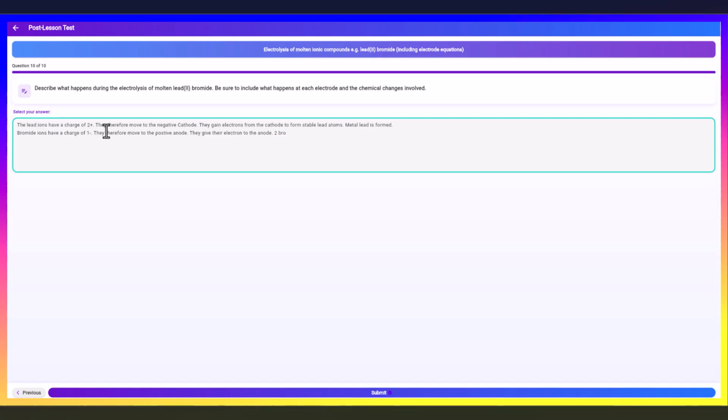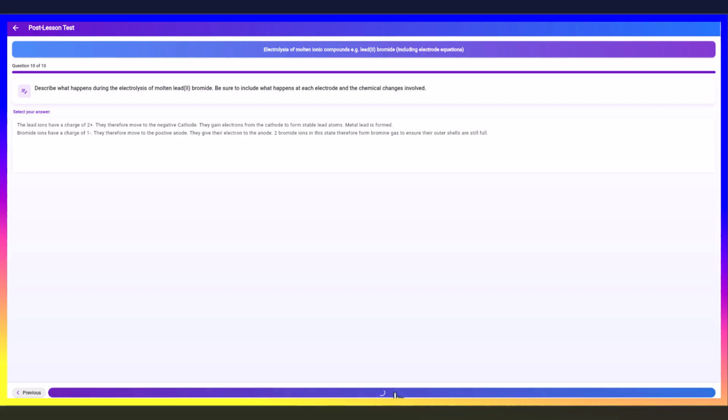2 bromide ions in this state therefore form bromine gas to ensure their outer shells are still full. Use the parenthesis. Okay, let's go. Let's see what we get.